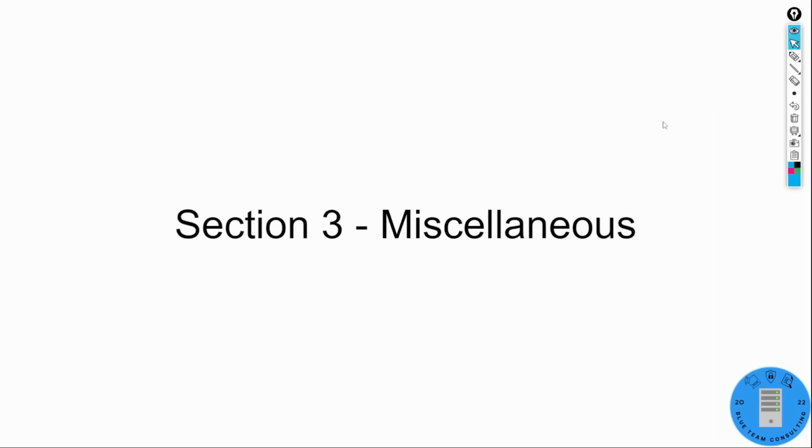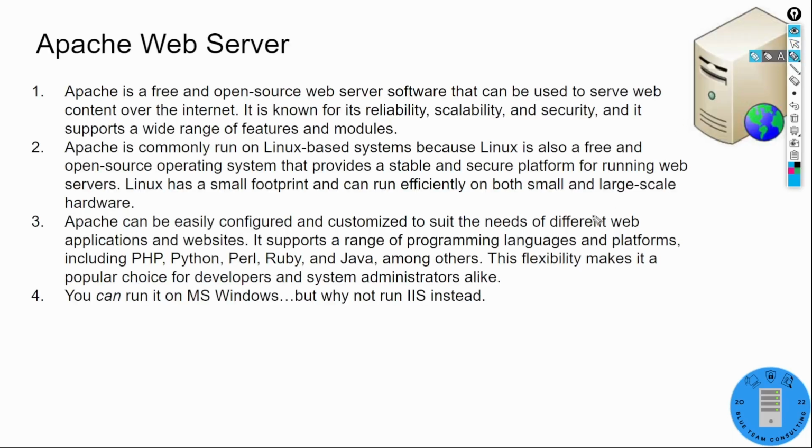All right, the last section here is kind of just miscellaneous good knowledge to have. We talked about in the Windows module, IIS being Microsoft's web server, and I kind of broke it down for you. For Linux it will be Apache, Windows will be IIS. Pretty much the Apache web server is free and open source. That's why it's run on most Linux-based systems, because Linux is also a free and open source operating system. It's just the web server, supports a range of programming languages, and the takeaway is it can run on Windows. You can stand up Apache on a Windows operating system, but why wouldn't you just run IIS instead?